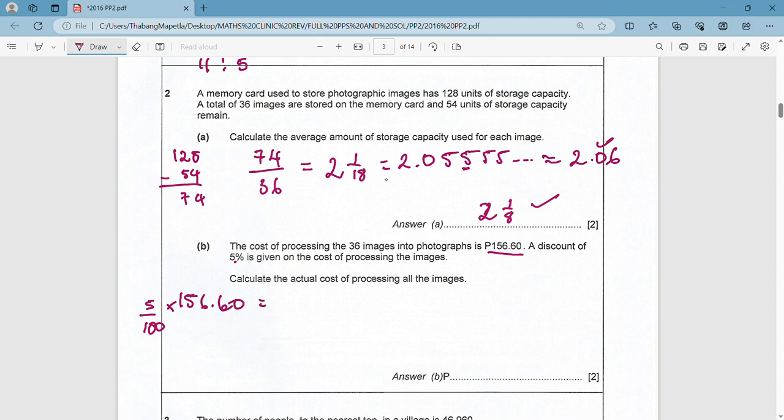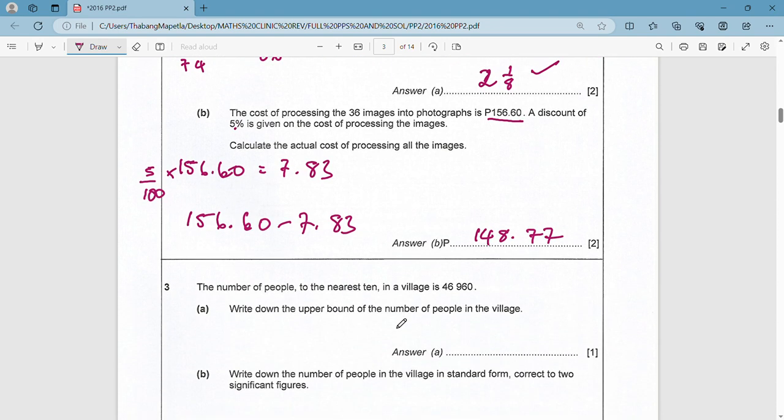So therefore the new price is going to be 156.60 minus 7.83, and then it will be 148.77. Yeah, that's pretty much it. And then now moving on to the next one, question number 3.